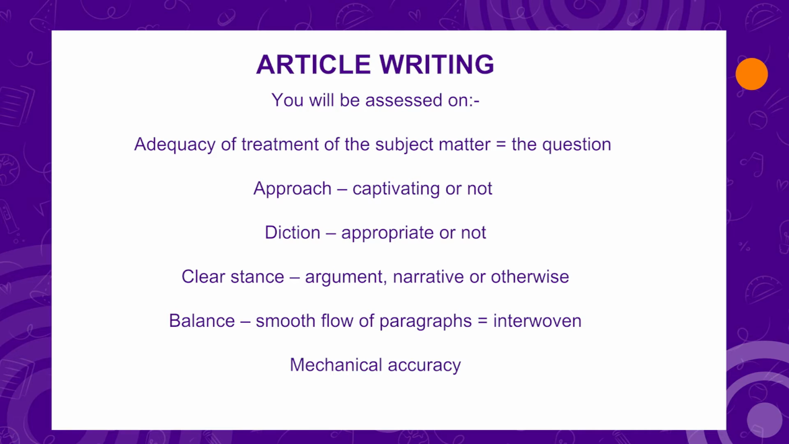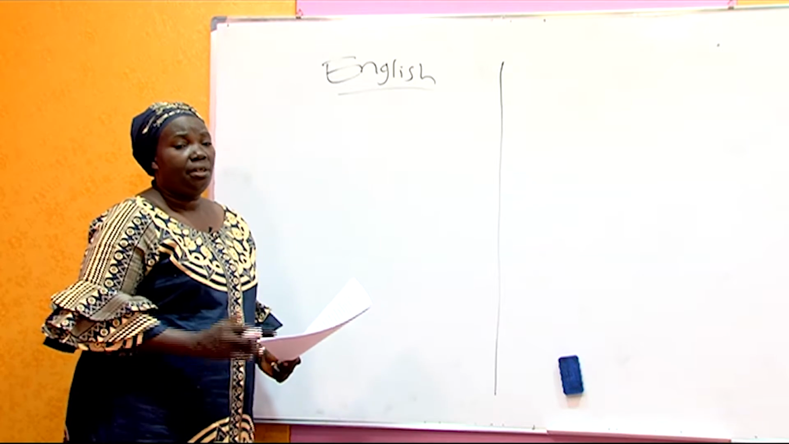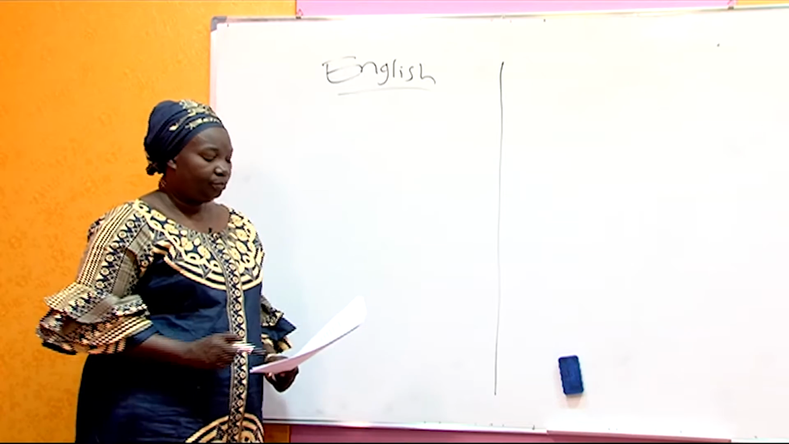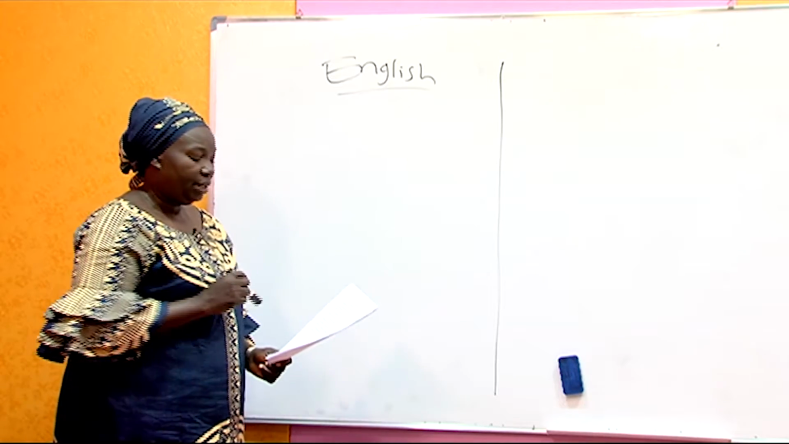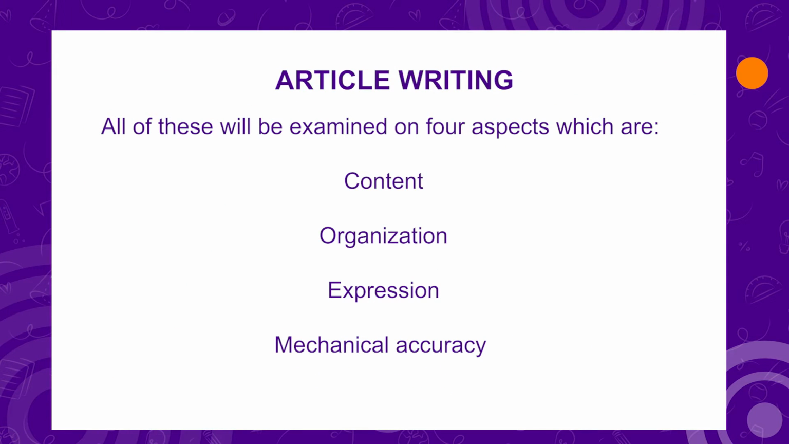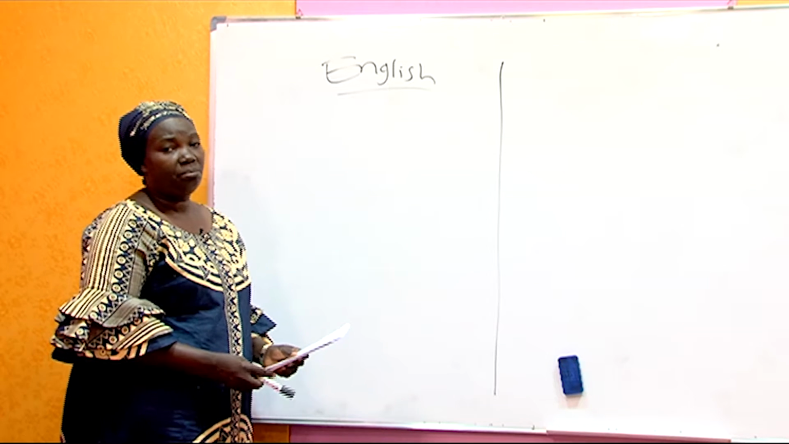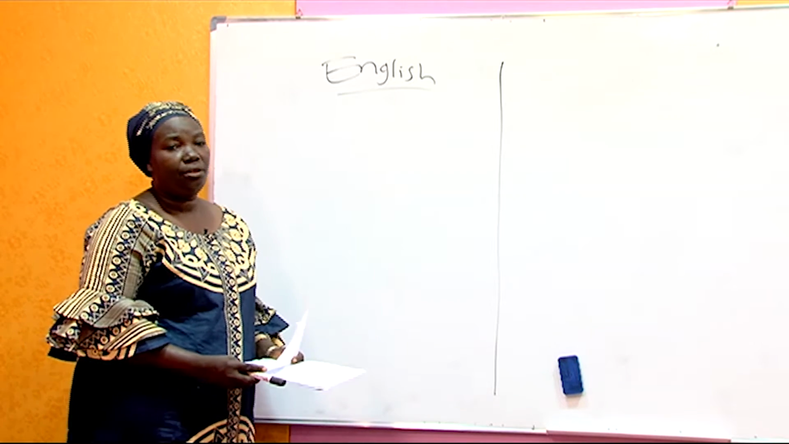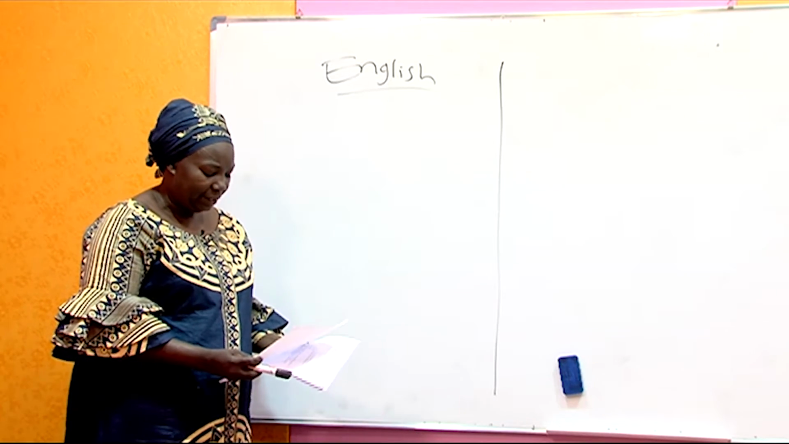Your smooth flow of paragraphs. Your paragraphs have to be interwoven. And then we talk about mechanical accuracy. All of this is summed up under content, organization, expression, and mechanical accuracy. We have some sampled questions for us to examine under this.